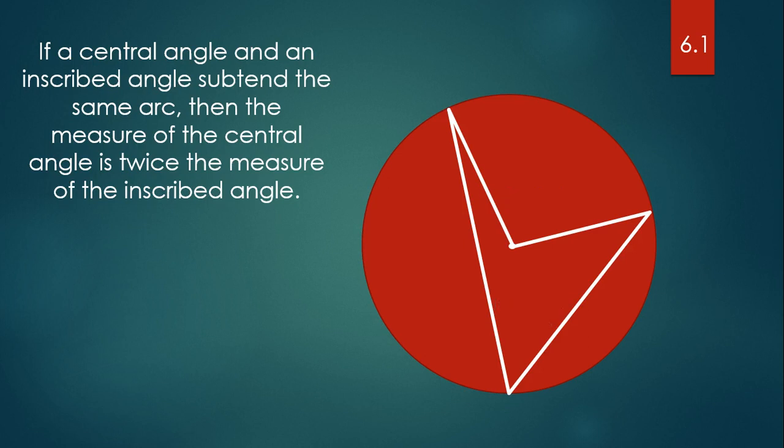So suppose we have an inscribed angle of 50 degrees, and we want to know what the measure of the central angle is. Well, because they share those endpoints, we know that the measure of the central angle has to be twice the measure of the inscribed angle. So the measure of the central angle has to be 100 degrees.